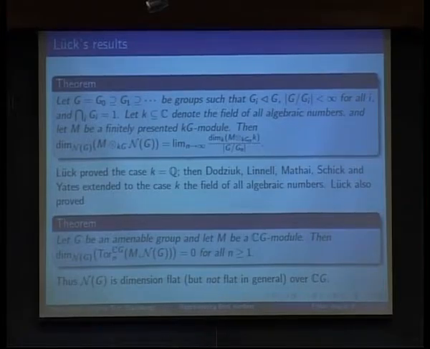Luck also proved that if G is an amenable group and M is a CG module, then the von Neumann dimension of Tor_n^CG(C G, M) is 0 for all positive integers n. So this means that the von Neumann algebra N(G) is dimension flat over CG. Actually, even for amenable groups, it's rare for N(G) to actually be flat over CG. It will certainly be the case if G is finite, but in general it will only be dimension flat.